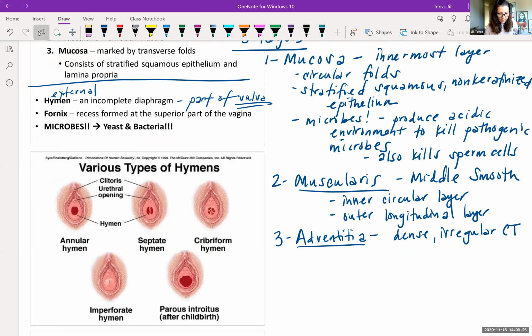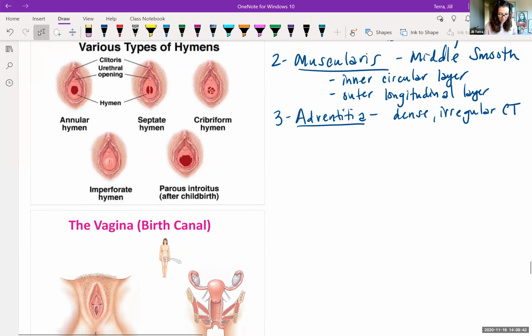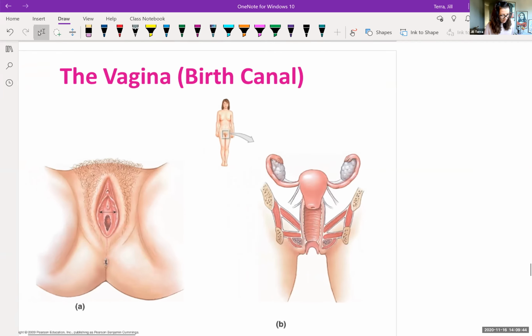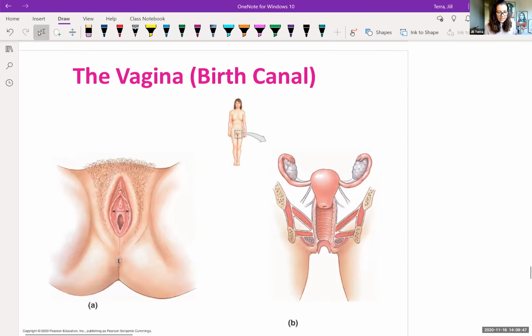And then the fornix, we talked a little bit about the lips. You'll be learning about that in lab, these little lips around where the cervix is protruding into the top part of the vagina. Okay, so then let's look at this a little bit. Here we can see the vagina and this opening between the labia. So we have the labia majora and the labia minora. So the opening here is the vestibule. Okay, so then this top opening here, that's the urethral opening.